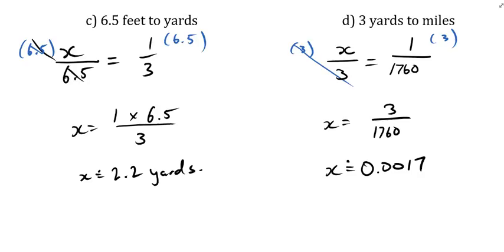And you can think about that. Should the number be getting bigger or should it be getting smaller? What if it was 3 miles to yards? Well, then you would have a whole bunch of yards because you need a whole bunch of yards to fit into 3 miles, right? Think about those sizes because that will help you understand it.